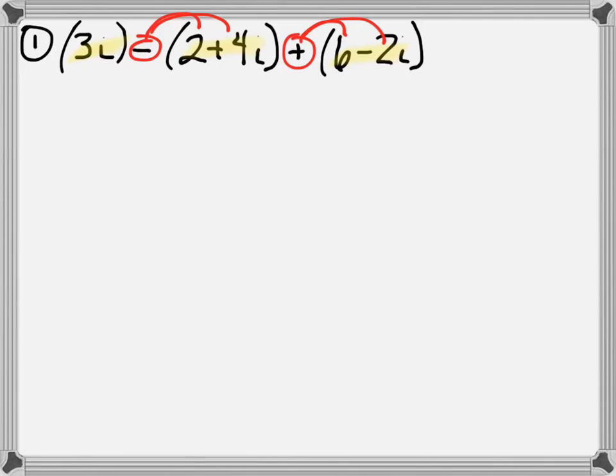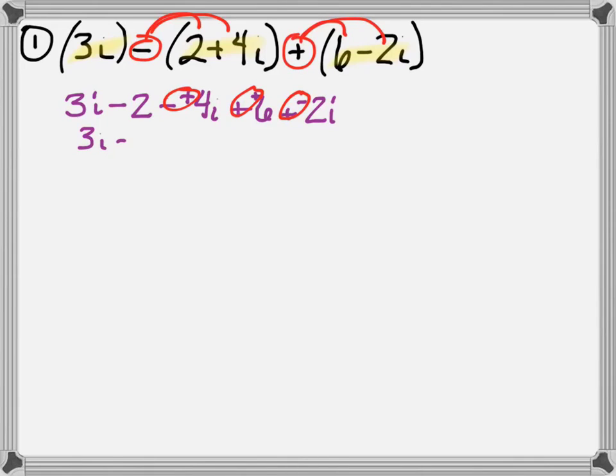So the next line would be 3i minus 2 minus a positive 4i plus 6, and we're adding a positive there, plus a -2i. And you don't have to write this step. If you want to just go ahead and simplify the signs as you go to the next step, you can. And that gives us 3i minus 2 minus 4i plus 6 minus 2i.